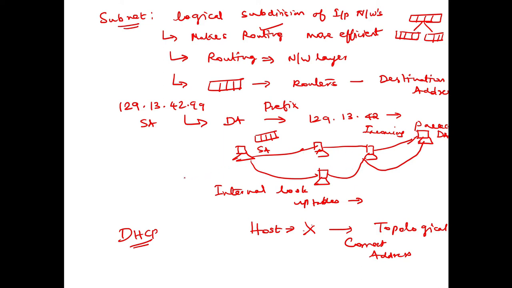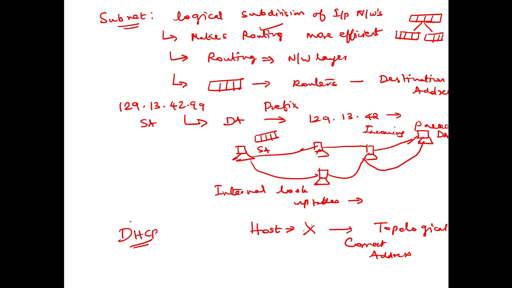Here the router cannot store all the information about the specific computers, so what we need is internal lookup tables. But each and every time the internal lookup tables cannot be updated, since the router cannot share the addresses of all the computers. So the host needs an address which is called the topological current address, that is, where the system is currently located.